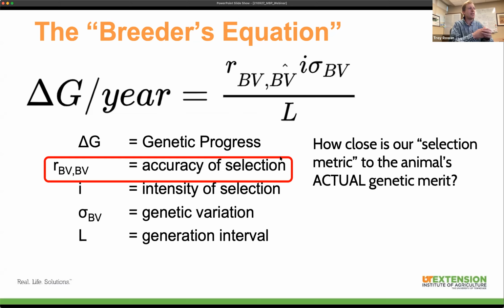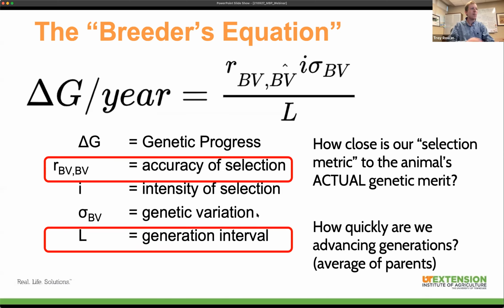But again, I think it's helpful to underline that this accuracy of selection, and we represent this as r, is how close is our selection metric, whether that's phenotype, a predicted breeding value, an EPD, or whatever that might be, how close is that metric to the animal's actual genetic merit? And that's going to reflect how accurately we are choosing the correct sire to be a parent in the next generation, the correct cow to get to stay on as a replacement female.